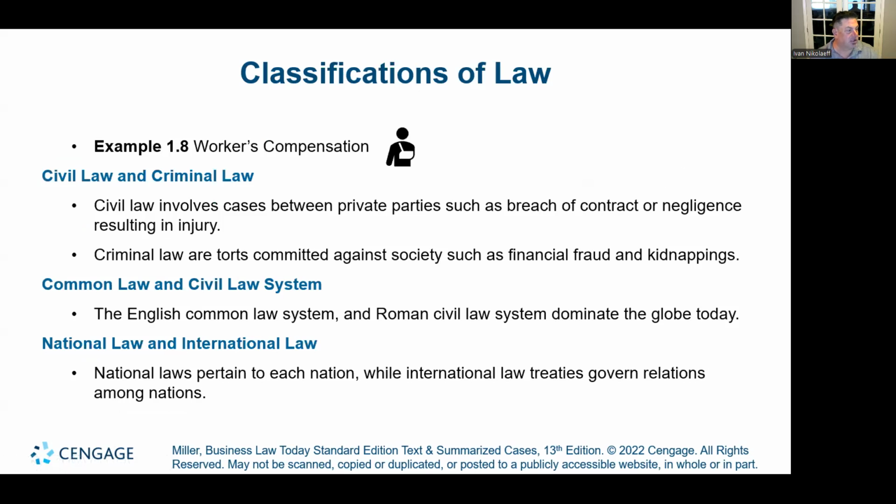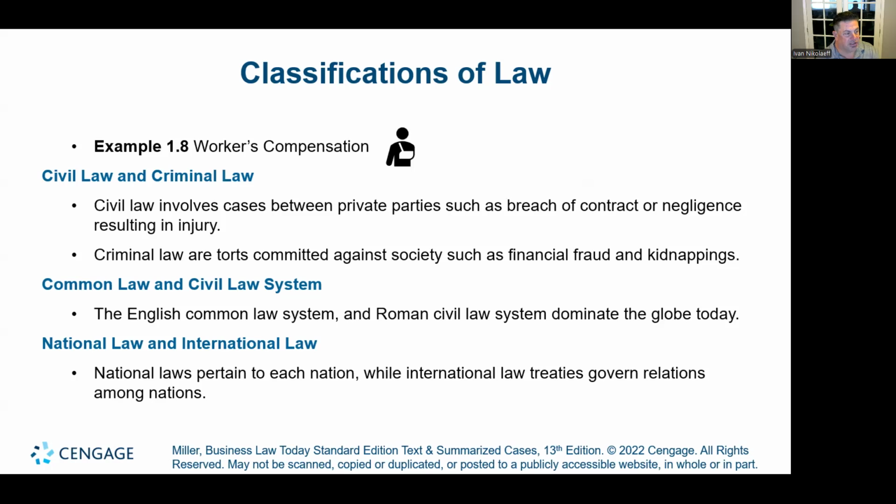Civil versus criminal law. Civil law basically means that you have wronged another person. Let's say you violated a contract, or you didn't pay for something, or you had a contract with somebody to mow their lawn and you didn't mow their lawn. They can take you to court as a private person, and that would be a civil law case.